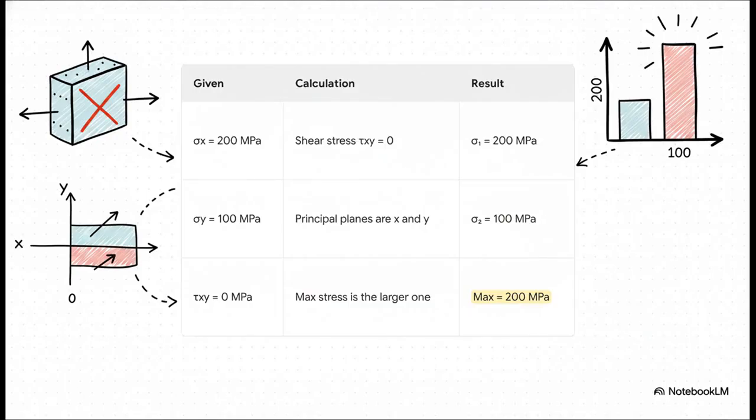This one's actually a bit of a trick question, but it's perfect for showing the concept. Because there's no shear stress, we're already looking at the principal stresses. The element is already in that magical orientation. So the maximum principal stress is just the bigger of the 2 numbers. 200 MPa. See? Easy, right?